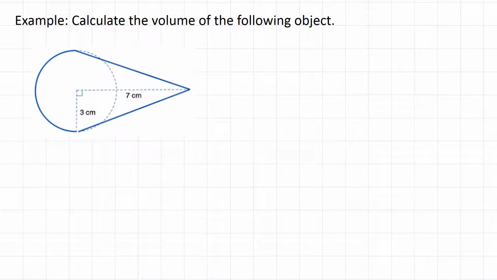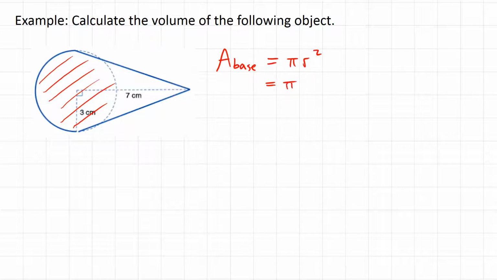So let's calculate the volume of this cone. So we always make that circular part, even though it's facing sideways, the cone, the base is still the circle. So the area of the base is going to be pi r squared, and that's going to be pi times 3 squared. That gets me 28.274 square centimeters.